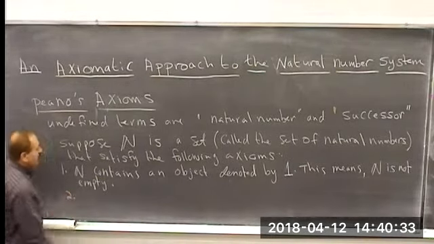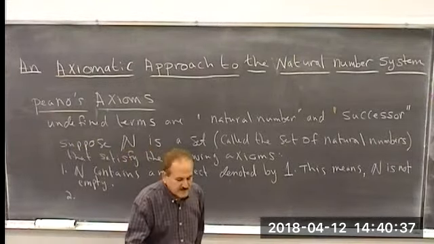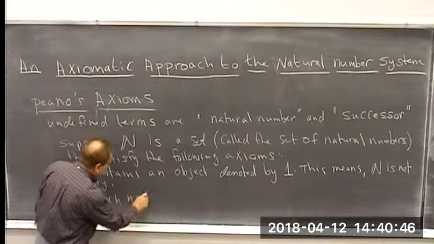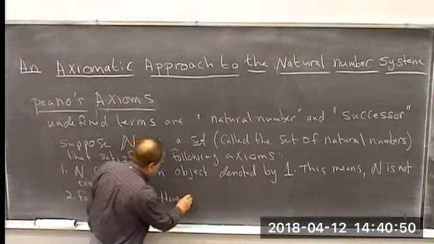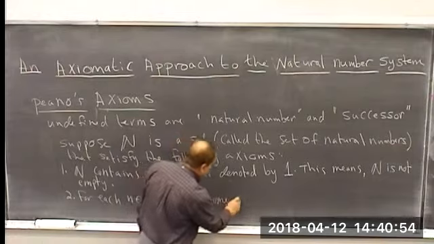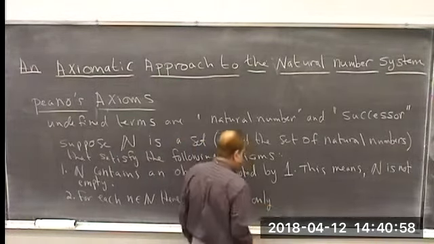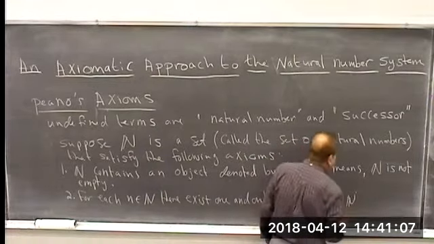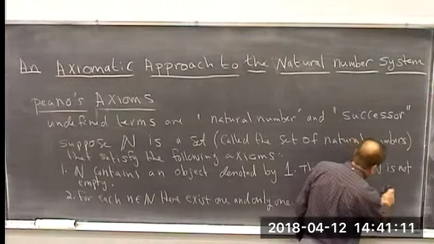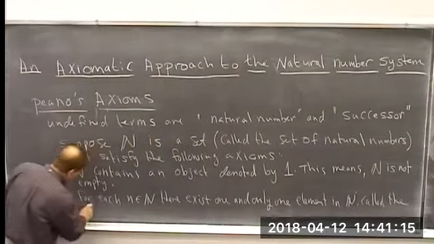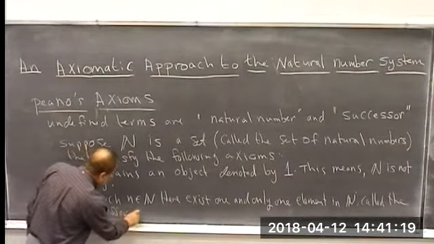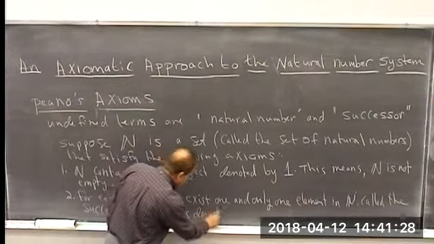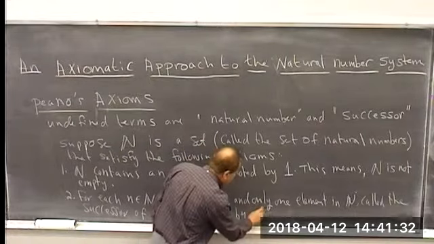Second axiom: it says that for every natural number, for each n in N, there exists one and only one element in N called the successor of n, and is denoted by n prime. Okay?